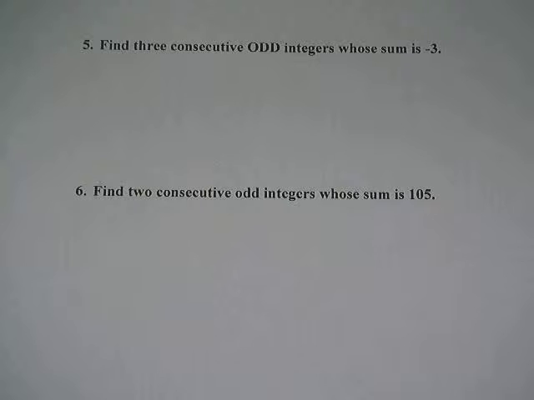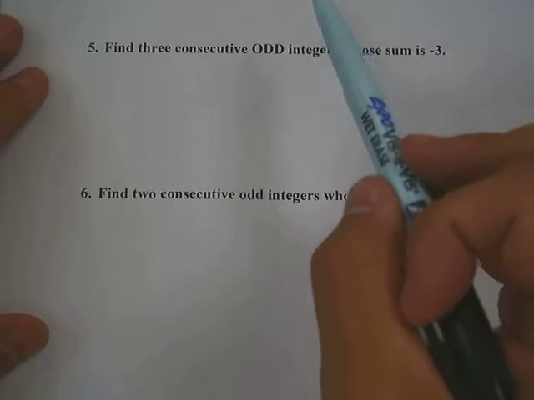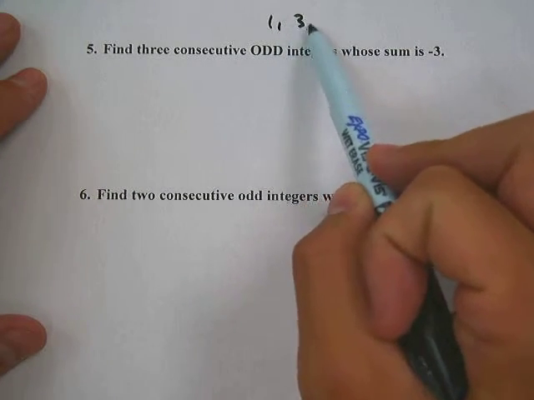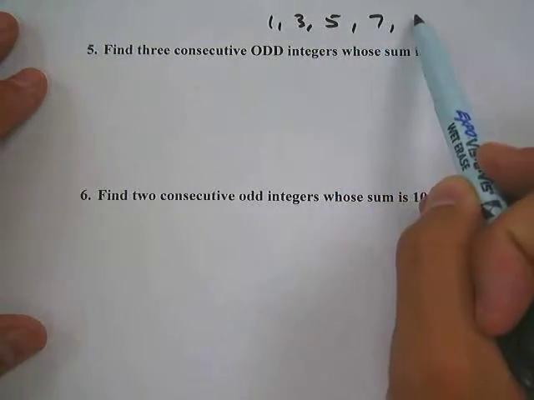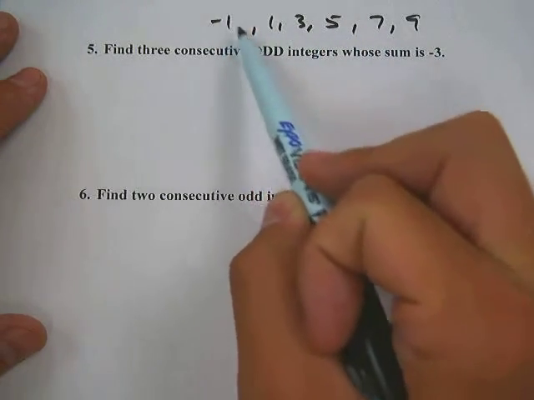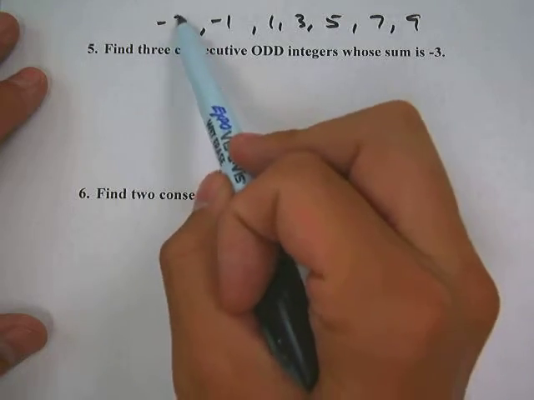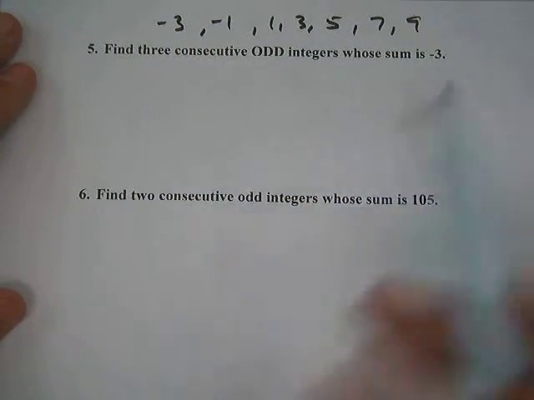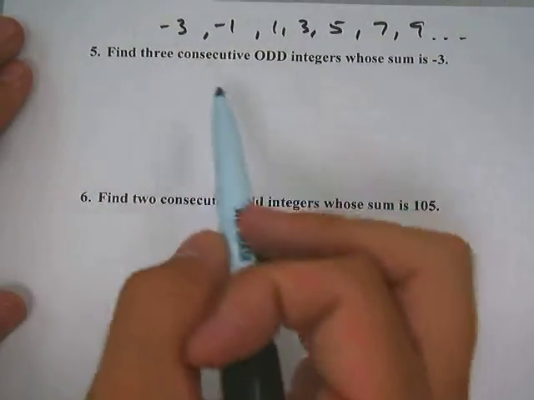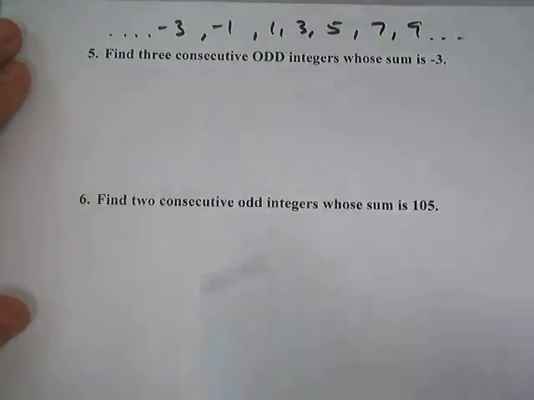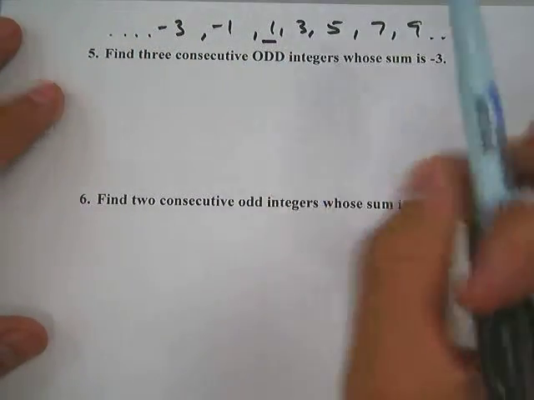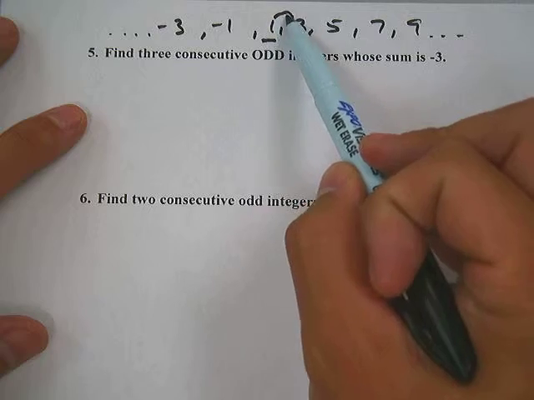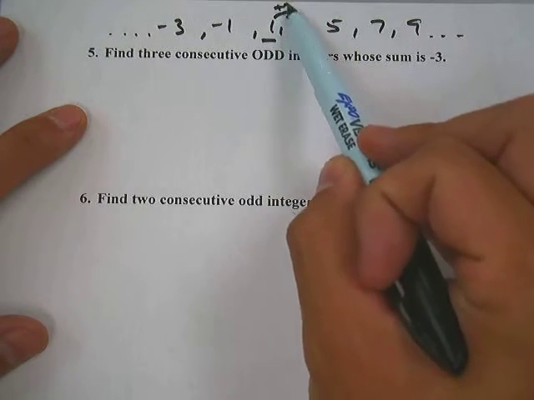People tend to confuse this one a little bit because when we did even integers, they said, oh, that's easy enough. We're just going to add 2 every time because 2 is even. But odd, let's think about a list of odd numbers. 1, 3, 5, 7, 9, -1, -3, etc.